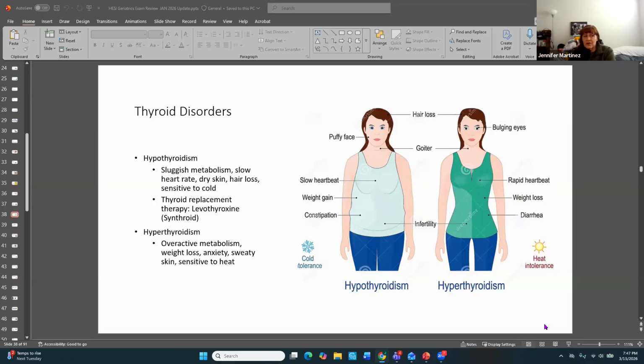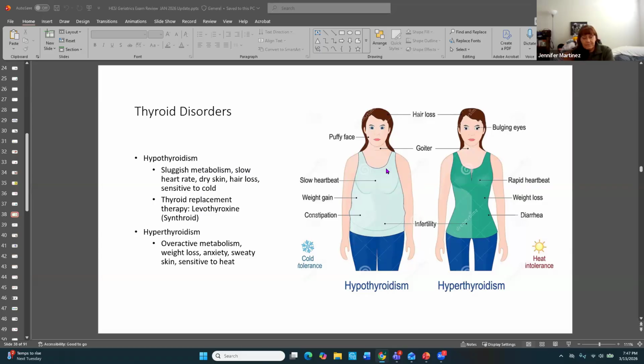They tend to be thinner, have the rapid heartbeat, weight loss, diarrhea, bulging eyes. Like I said, I think of this as Eeyore and Tigger. They're going to have a little bit more energy. They are going to have heat intolerance, so they're going to always be hot. They also can have a goiter, so the goiter can occur in either hypo or hyperthyroidism.